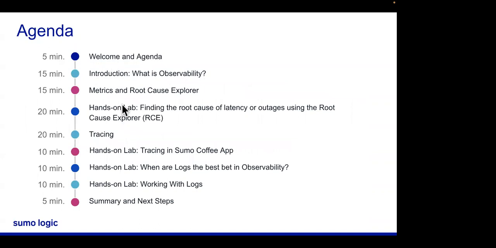So again, here's our game plan. We're going to talk about what is observability. What do we mean by observability? We're going to talk about, like I said, metrics and root cause explorer, do some labs, do some tracing, show you some tracing. We'll do a lab on tracing. As you can see, we've got a fair number of labs here to go through. And of course, we'll spend 2 hours doing this.